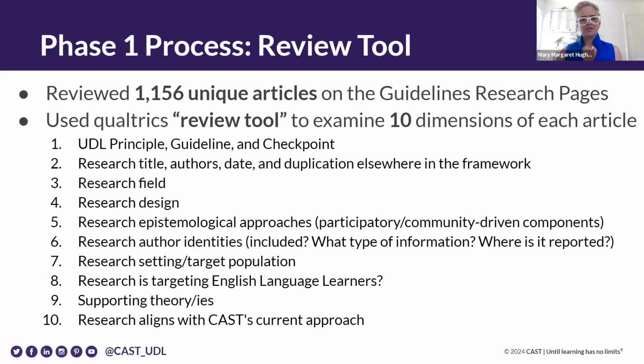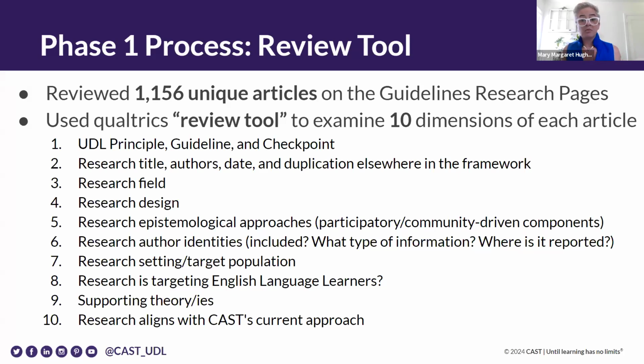So I used Qualtrics and the skip and display logic features to create a review tool that captured the relevant dimensions of the 2.2 research. These dimensions were chosen to offer concrete metrics to be able to talk about this body of research like we're going to do here today and be able to compare it to the 3.0 research. So the review tool extrapolated the 10 dimensions listed here.